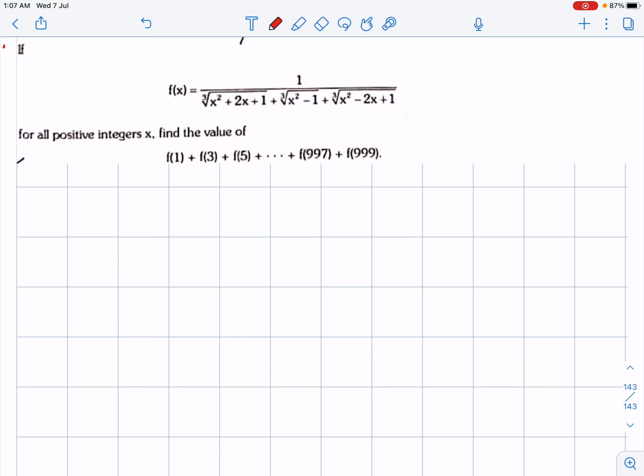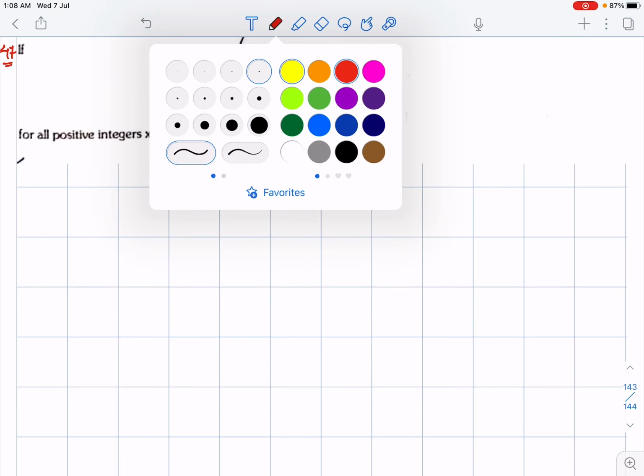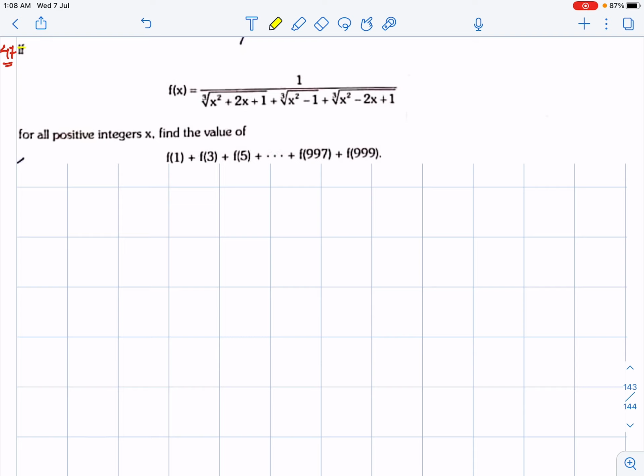Continuing our problem solving series in polynomials. Here I came up with the 47th question written on the screen. If f of x is equal to 1 divided by cube root of x square plus 2x plus 1 plus cube root of x square minus 1 plus cube root of x square minus 2x plus 1, for all positive integers x, find the value of f of 1 plus f of 3 plus f of 5 and so on up to f of 997 plus f of 999.